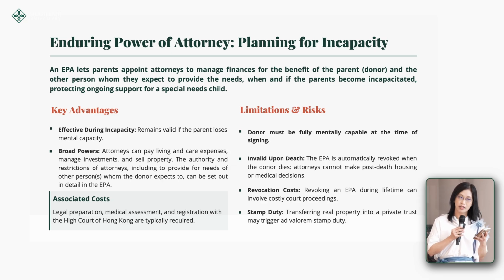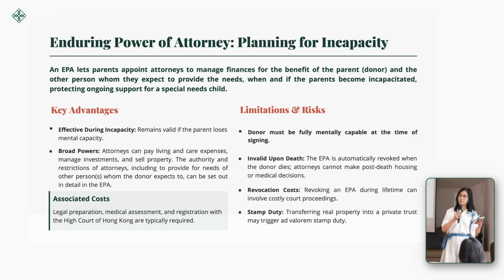So the associated cost compared with the Mental Health Ordinance is the EPOA, enduring power of attorney. The cost is less and is fast. The actual cost that you have to spend is to pay a medical certificate of a doctor to sign and the lawyer's fee to sign, and then the registration fee for the High Court, which is only $440 for a registration fee. So it's relatively cheaper and easier.